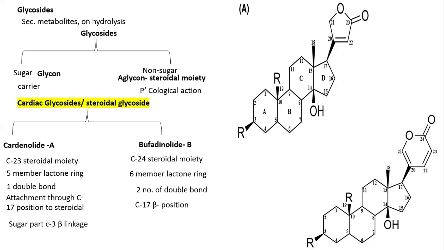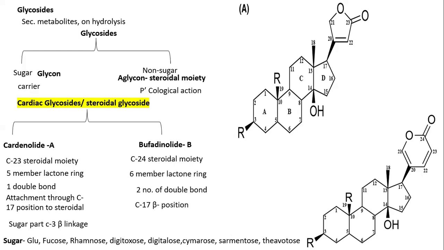The sugar part has a C3 beta linkage. Means in this glycoside, the sugar groups are attached at the three position, and a maximum of three sugar groups are attached to this particular steroidal moiety. So what types of sugars can be attached? Glucose, rhamnose, digitoxose, digitalose, cymarose, sarmentose, and thevetose. Likewise, these sugar moieties are attached to the steroidal moiety, three sugars at a time.